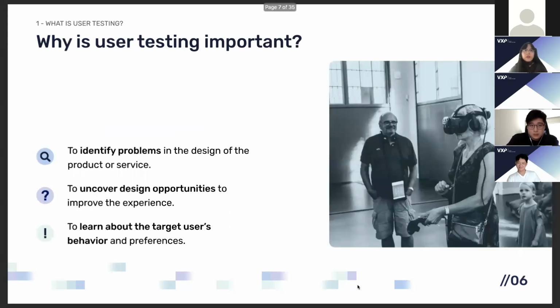So that's why user testing is extremely important, because it helps designers identify problems and uncover design opportunities for improvements, and to really learn about how target users interact with your design. The product is not going to be used in isolation, in a vacuum. Design is very contextual and it varies in different scenarios. You can't really control how users actually interact with your technology. So the goal of user testing is for us to validate our assumptions and hypotheses along the way.